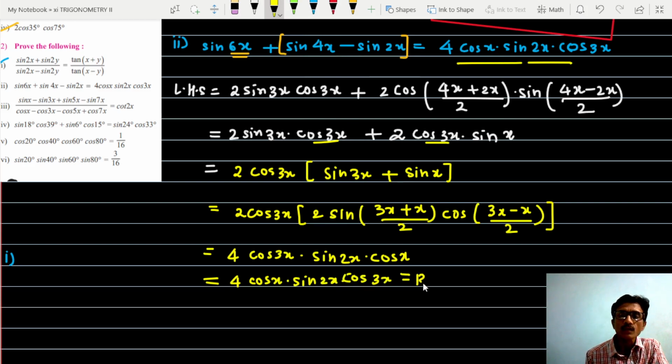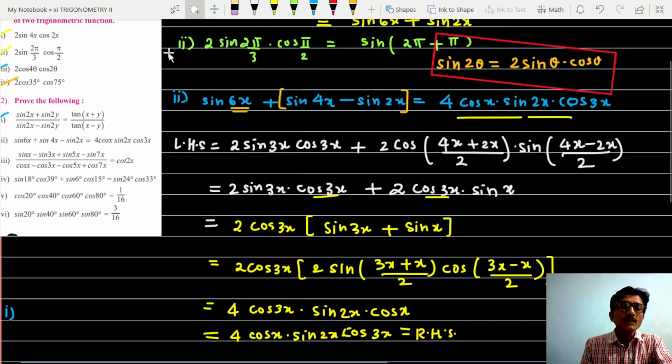That is equal to what? RHS. Here we use the formula for sin 2 theta is 2 sin theta cos theta, or sin c minus sin d is 2 cos c plus d upon 2 into sin c minus d upon 2. And again, after taking 2 cos 3x common, we use here the sin c plus sin d formula, that is 2 sin c plus d upon 2 into cos c minus d upon 2. Now let's write the next question.